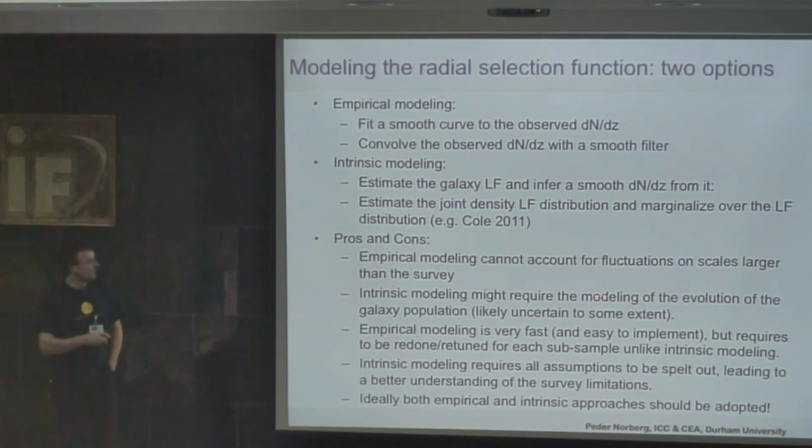Intrinsic modeling might require the modeling of the evolution of the galaxy population, and that's really hard. How galaxies evolve and so on. But you most likely need to require it unless you are on a very limited redshift range.